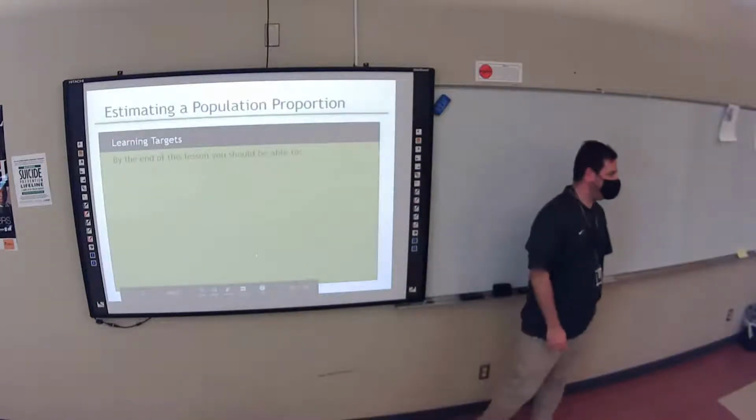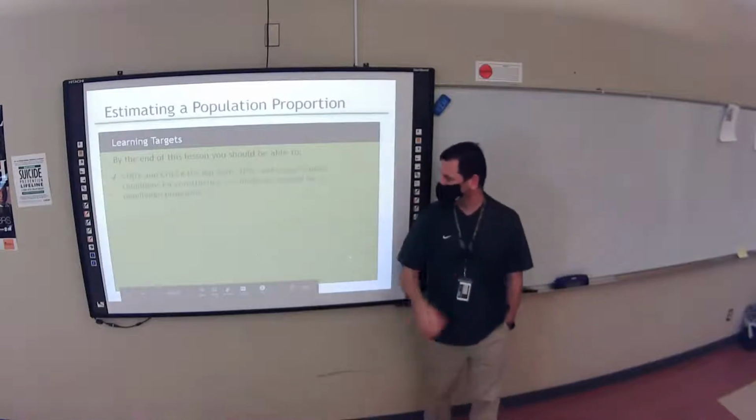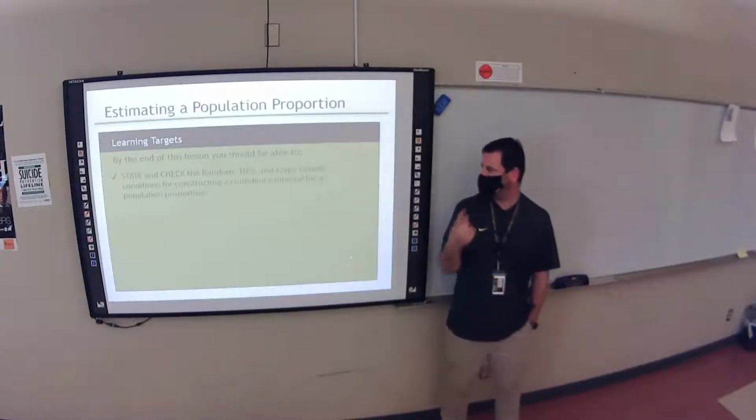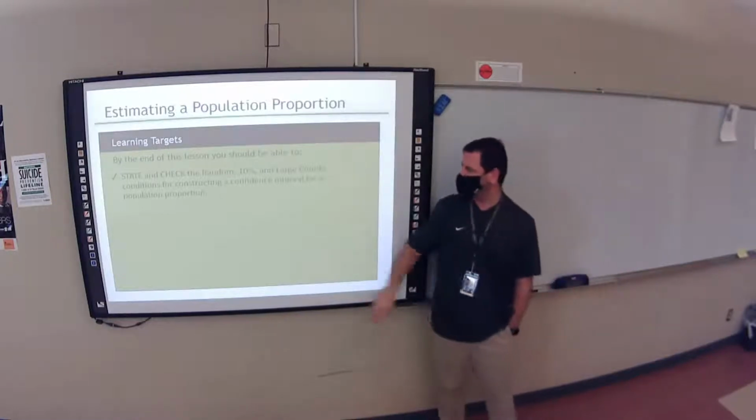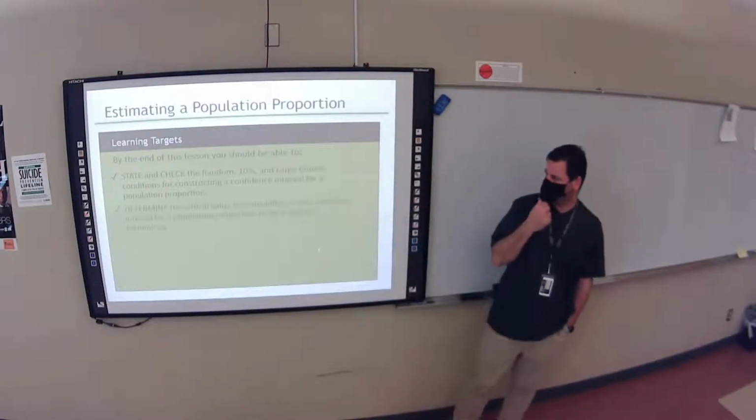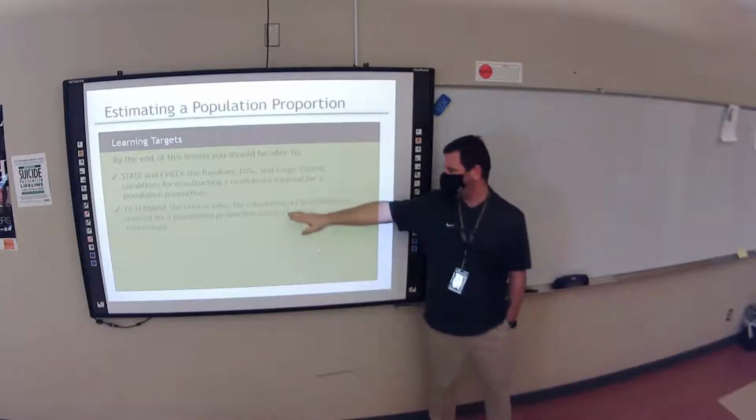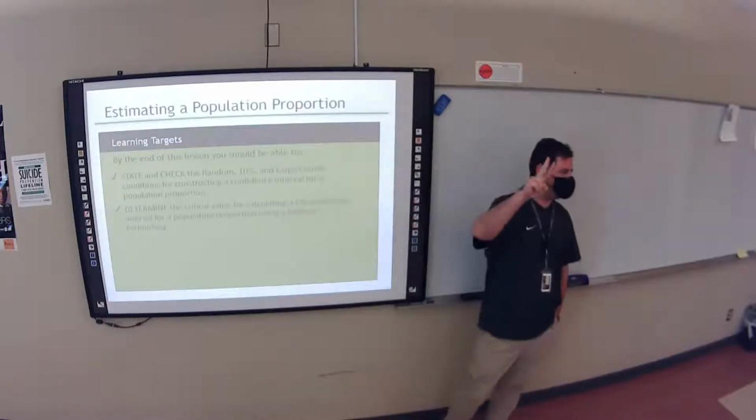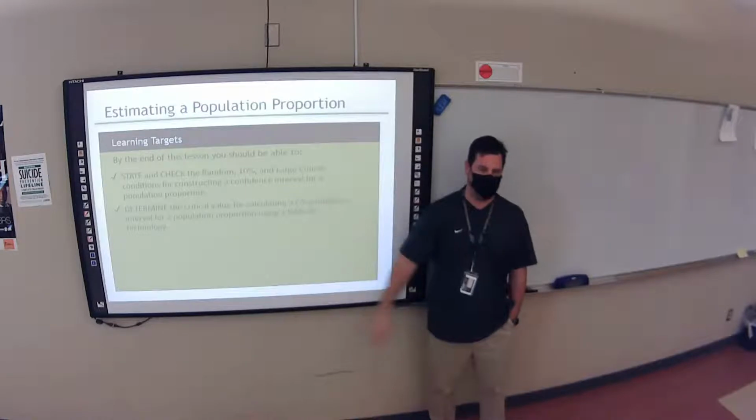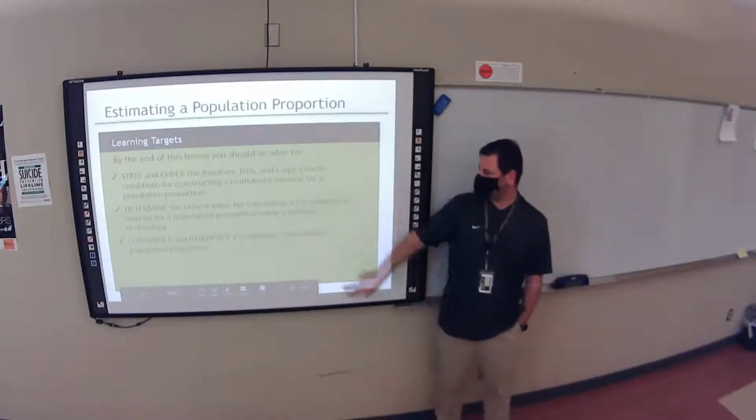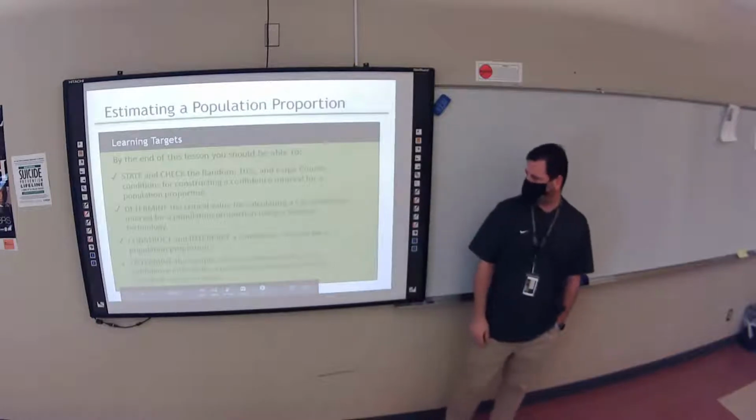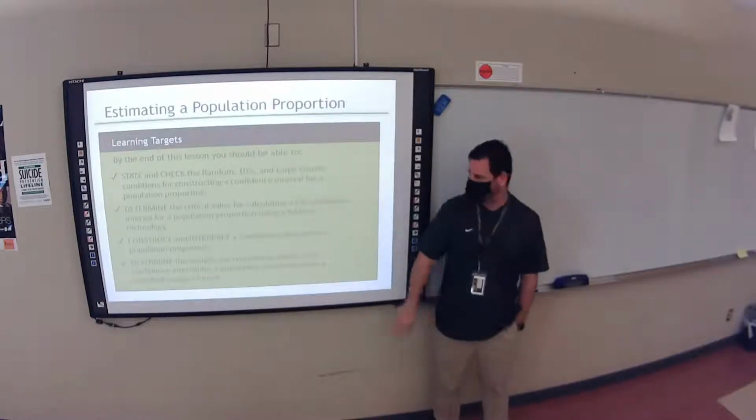By the end of this lesson, hopefully, we can state and check the random, the 10%, and the large counts conditions. In fact, you already know these. We just got to make sure we do them for constructing. Determine a critical value. This is the second mistake that students make. Construct and interpret a confidence interval for population proportions and determine a sample size that's needed.